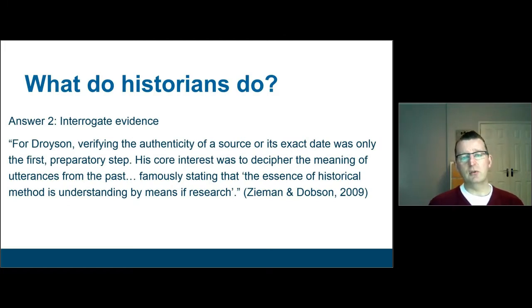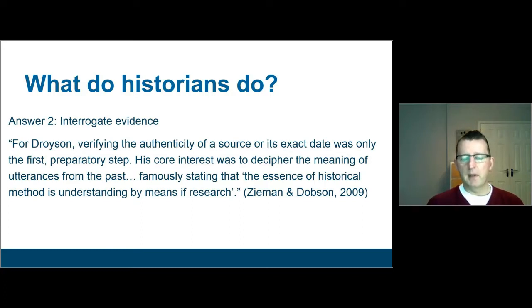So the second thing that historians do is obviously that they interrogate evidence. Here's a quote from a book by Zeman and Dobson just looking at how historians work with primary evidence. They say, for Droysen, verifying the authenticity of the source or its exact date is only the first preparatory step. His core interest is to decipher the meaning of utterances from the past, famously stating the essence of historical method is understanding by means of research.